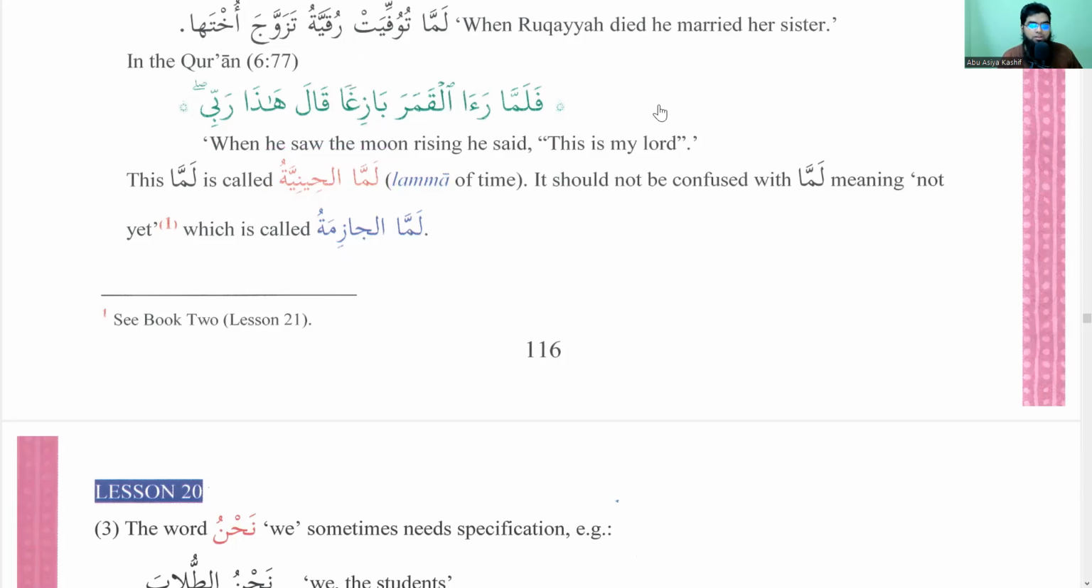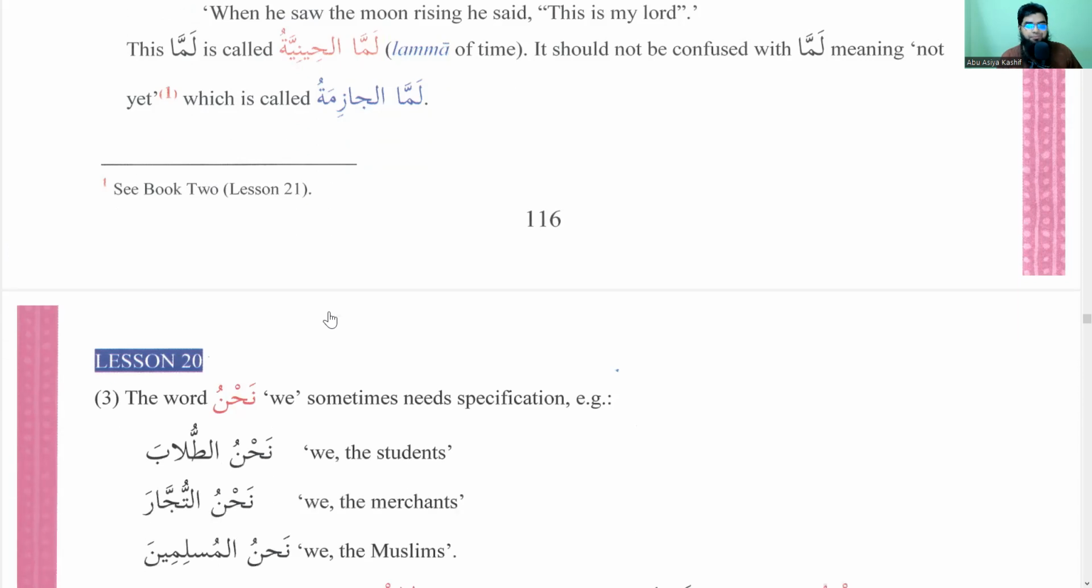Because we learnt a lot about this lamma in book 2. Lamma, this lamma, that lamma. He did not yet come. He did not yet read. We did not learn about this here, and this is the most common one. I'm just focusing a lot because you see this a lot in the Quran.